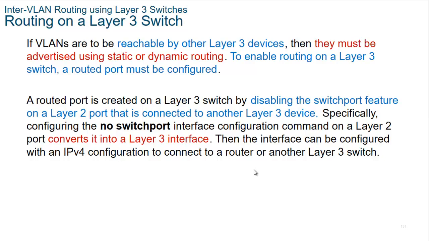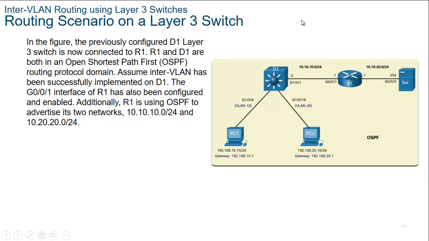Specifically, configuring the no switch port interface configuration command on a layer 2 port converts it into a layer 3 interface. Then the interface can be configured with an IP version 4 configuration to connect to a router or another layer 3 switch. So here, this is what we have previously, right? We have this D1 which is connected to 2 VLANs, and then we have configured Inter-Vlan routing. But what happens if these two PCs in these two different VLANs wants to connect to a service outside, which is in the internet? So this particular layer 3 switch must be able to do routing.